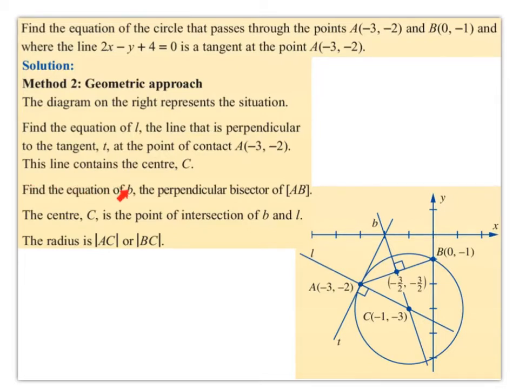Find the equation of B, the perpendicular bisector of AB. So there's A(-3, -2). There's B(0, 1). So we want to find B, the perpendicular bisector. The centre C is the point of intersection of B and L. So there's B, the perpendicular bisector, and there's the line L. And the point of intersection will give us the centre. And the radius is the distance from A to C, or the distance from B to C.